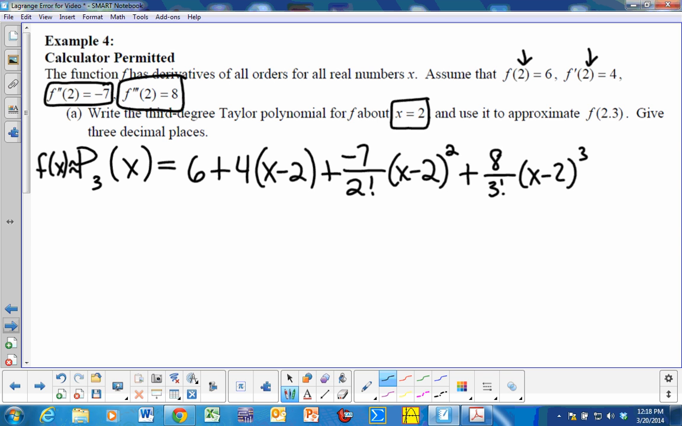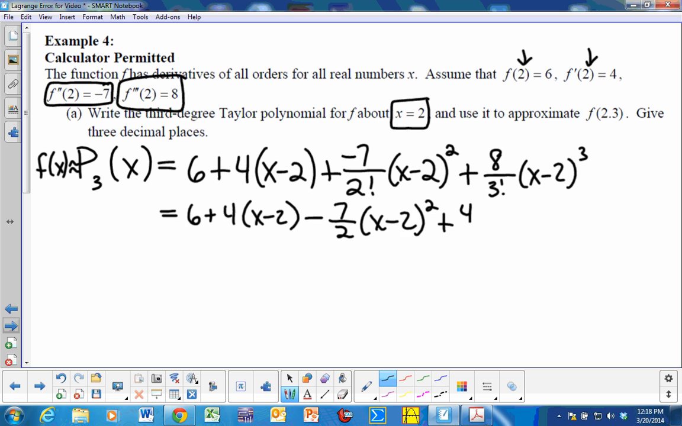Now you could leave it like that. You could simplify it a little bit. Never distribute. We want to leave it with the x minus 2's in it, but we might want to just clean up the numbers a little bit because we're going to have to use a calculator here. So we could put minus there since it's negative 7 over 2. And then this would be 8 over 6, which is 4/3 times x minus 2 cubed. Now always, again, leave the x minus 2. You don't want to multiply that out.